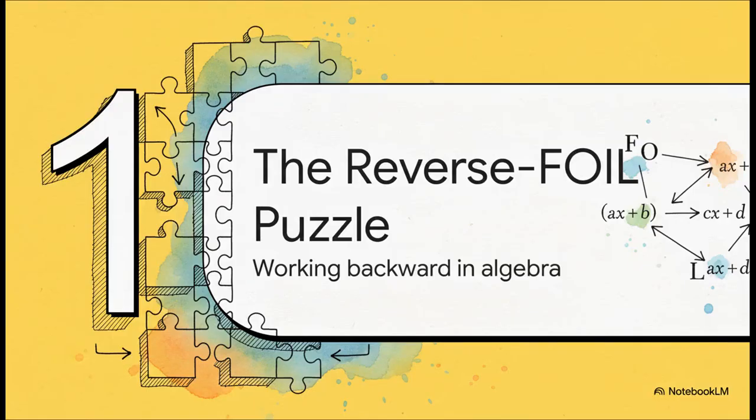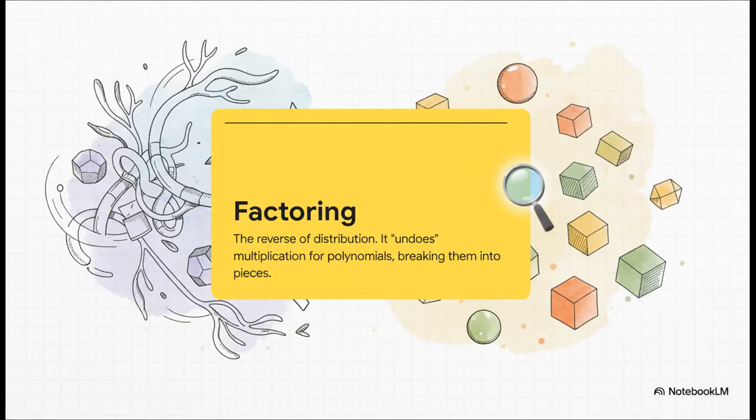To solve that puzzle, we have to learn to think backward. You probably remember how to multiply two binomials using the FOIL method, right? Well, factoring is literally just that process in reverse. We're going to start with the answer and find the original pieces that made it. So what is factoring, really? At its heart, it's the process of unmultiplying. You know how division undoes multiplication with regular numbers? Factoring does the exact same thing, but for polynomials. It's how we break a big, complex expression down into its simpler, original building blocks.